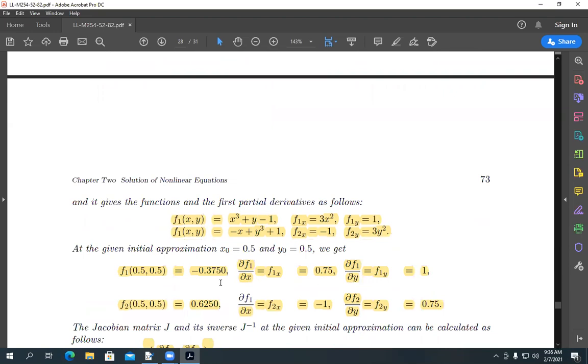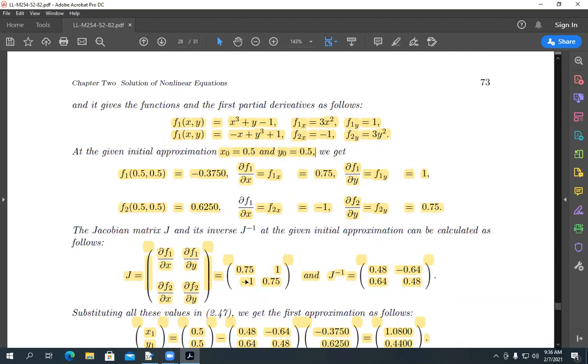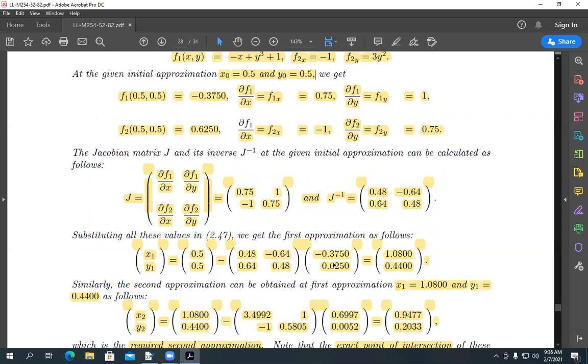And then find the value of the functions, first and second, at the initial approximation given by the teacher, which is this. And then find the derivative at the given initial approximation. We have this one. Again here, please, 1, it should be 2 here. So 0.75, minus 1, 1 and 0.75. You take the inverse. This is the inverse here. You have the value of the function, F1 and F2. So you multiply this together. And inshallah, you get the first approximation.